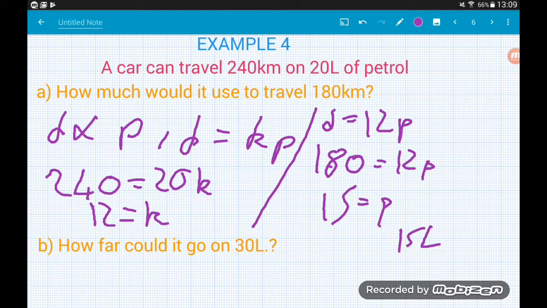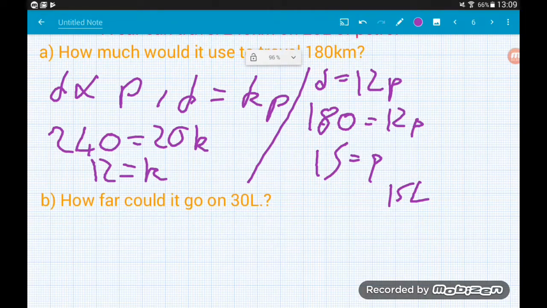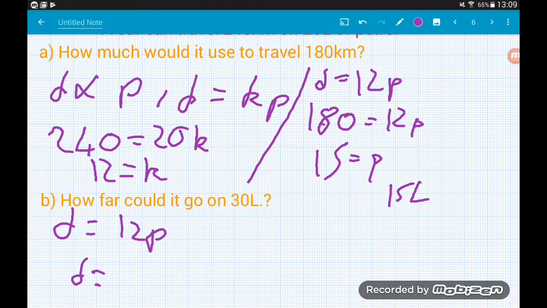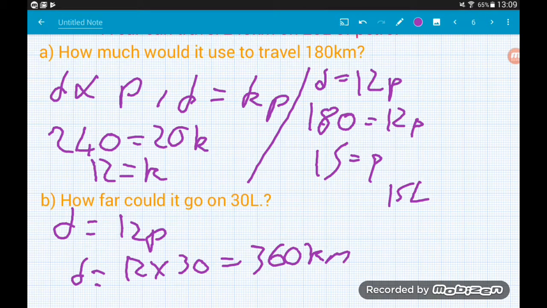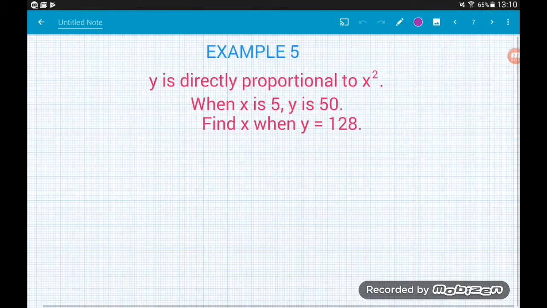Cool. How far could it go on 30 litres? Okay, so this time we know how many litres we've got. We want to work out how far we can go. So remember, we worked out that the distance is equal to 12 times the amount of petrol. So if we've got 30 litres, we are going to get D equals 12 times 30, which is equal to 360 kilometers. So on 30 litres of petrol, we can go 360 kilometers. Cool. Okay, on with the next.